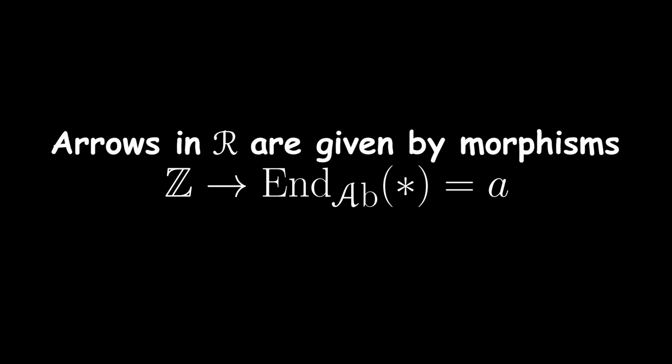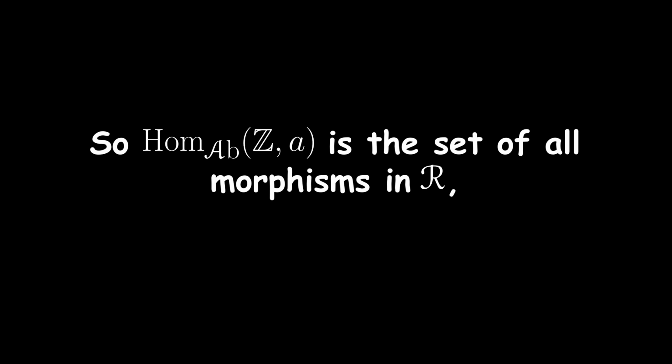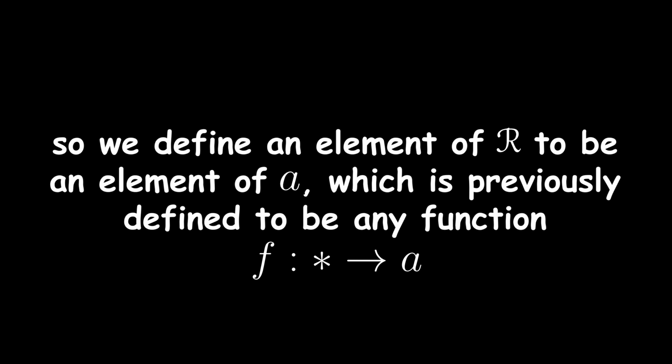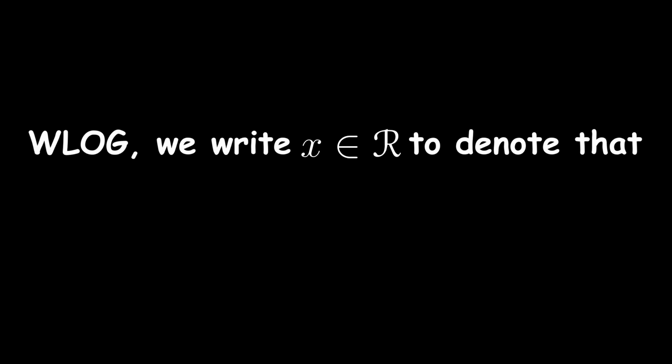Arrows in R are given by morphisms of abelian groups Z to End_Ab of star equals A, so Hom_Ab(Z, A) is the set of all morphisms in R. This abelian group is isomorphic to A, so we define an element of R to be an element of A, which is previously defined to be any function F from star to A for star the singleton once again. Without loss of generality, we write x in R to denote that x is an element of R. We now define 0 to be the morphism eta. We are now prepared to complete the proof.